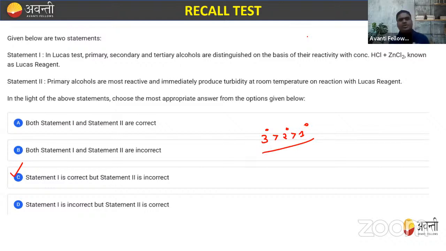Absolutely, statement 2 is incorrect because it says primary alcohols are most reactive, which is not correct. So option C, statement 1 is correct but statement 2 is incorrect, is the absolutely correct answer.